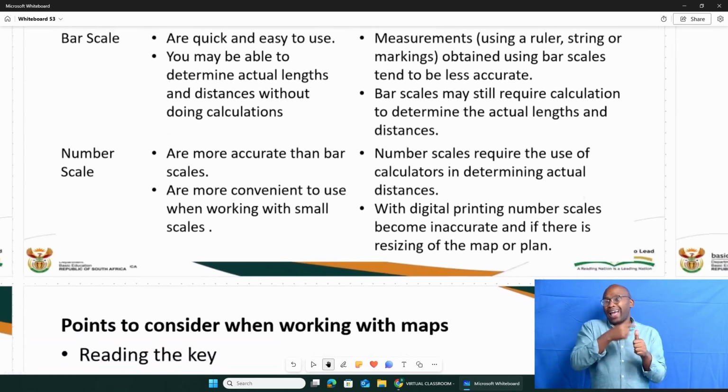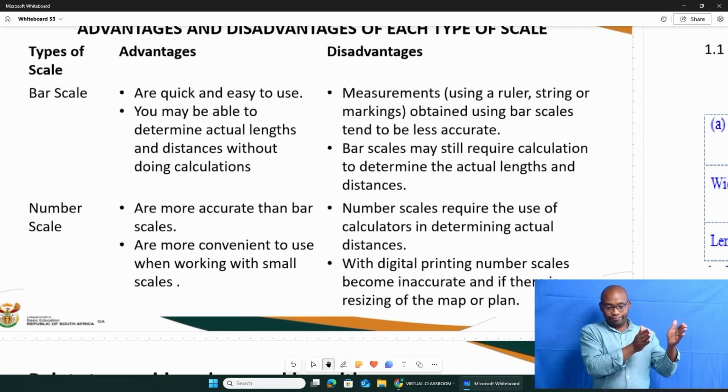A disadvantage of the bar scale is that the measuring using the ruler string or markings obtained using bar scales tends to be less accurate. So an advantage is it's quick to use, but the disadvantage is it's less accurate. The bar scale may still require calculation to determine the actual length. So even if you've got the bar scale, you need to do the calculation in order to get the actual length. Now let's go to scale number 2, which is the number scale.